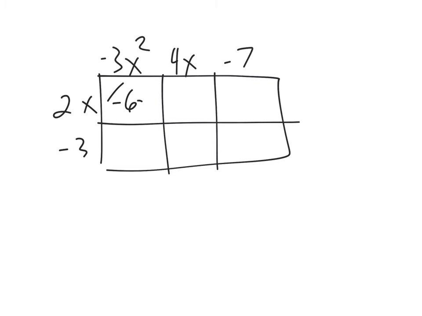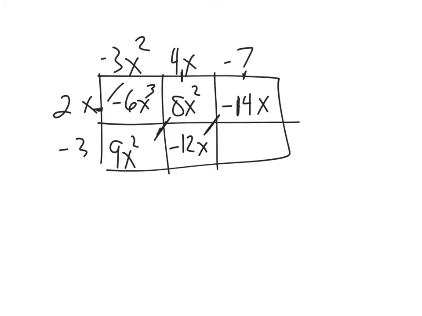So that's going to be negative 6x cubed. And then the 4x and the 2x is going to give me 8x squared. And then the negative 7 and the positive 2x is going to be negative 14x. Then I start on the bottom, so I'm going to have 9x squared. Notice these two are like terms. And then I'm going to go my negative 3 times my 4x to get into here. So that'd be a negative 12x. And notice these two are like terms. And then I got a positive 21 there. They're both negative.